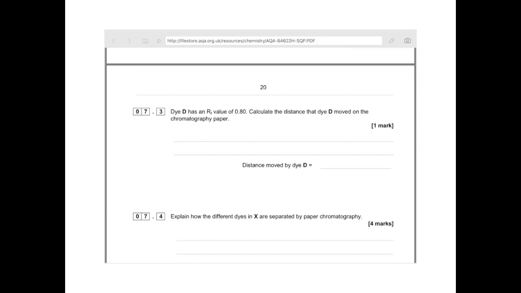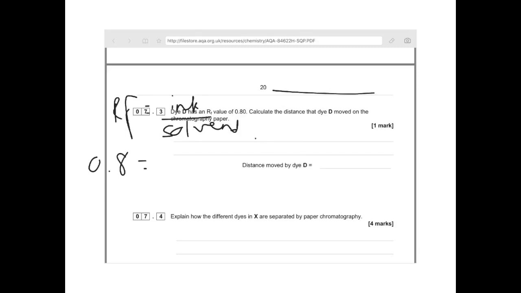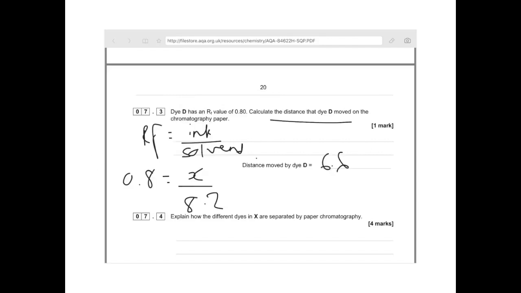Dye D has an RF value of 0.80. Calculate distance that dye D moved on the chromatography paper. This is a reverse calculation. So if we say RF equals distance moved by ink over distance moved by solvent, we know the RF value we've been given is 0.8. We're looking for the distance that D moved, so that will be X, and we're going to divide it by the distance moved by the solvent, which we just measured, which is 8.2. And then in order to work out what X is, you need to times everything by 8.2, and that will give you a value which is 6.6.